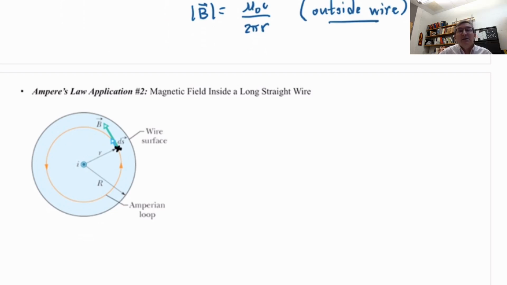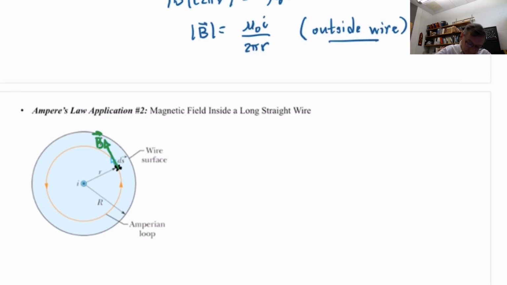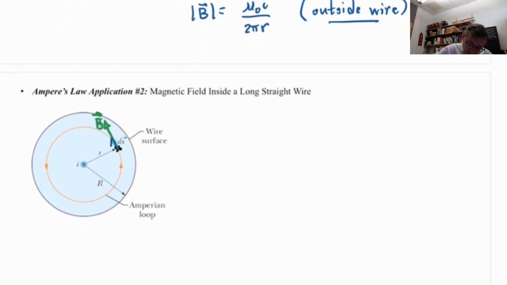We still have this tangential symmetry, because the current's still coming out of the screen towards us. The magnetic field has to be circulating around the center of the wire counterclockwise. So at that point that I marked, the B is tangent to the circle counterclockwise. So that'll be the direction we'll integrate. All our little ds's, like this one, is tangent to the Amperian loop, counterclockwise.